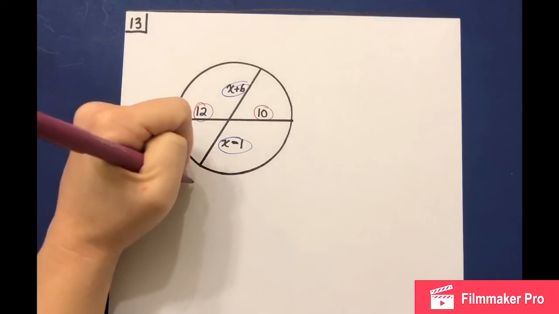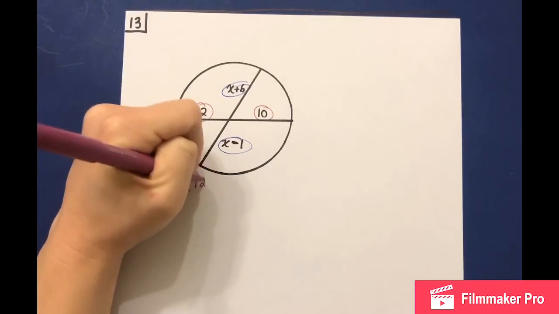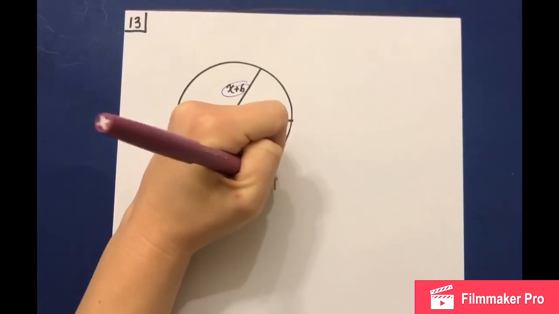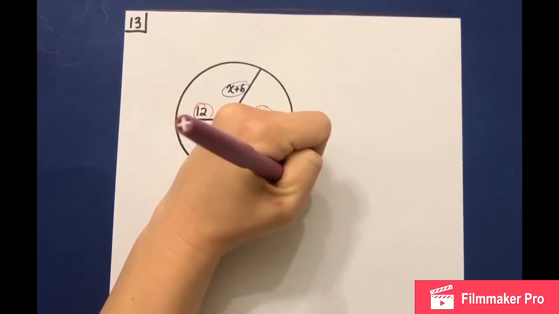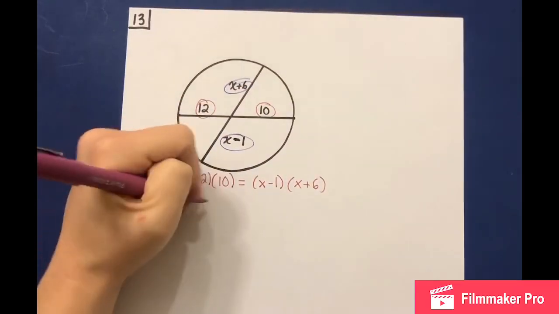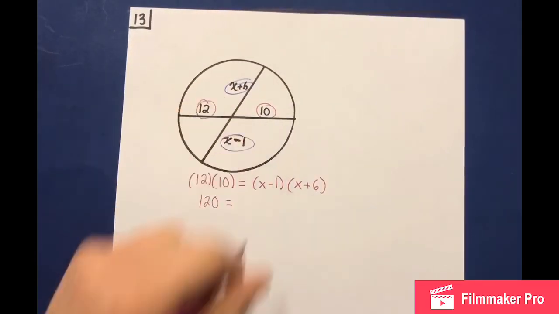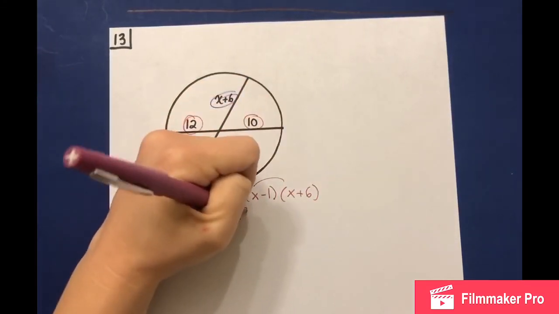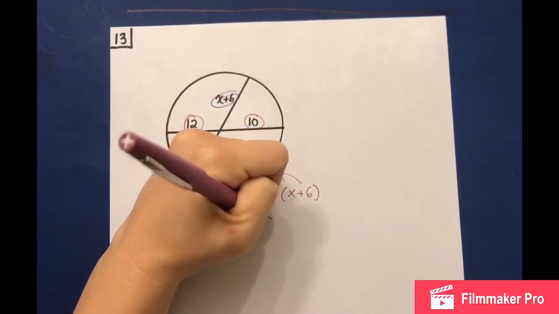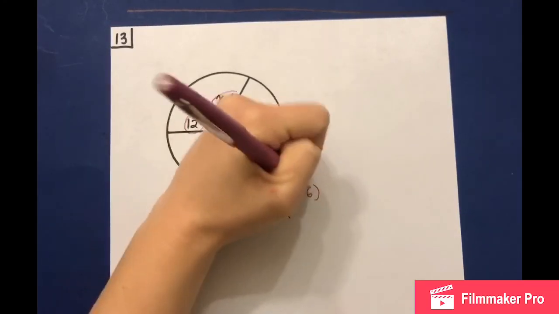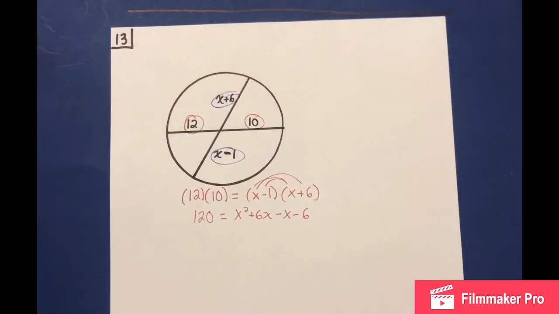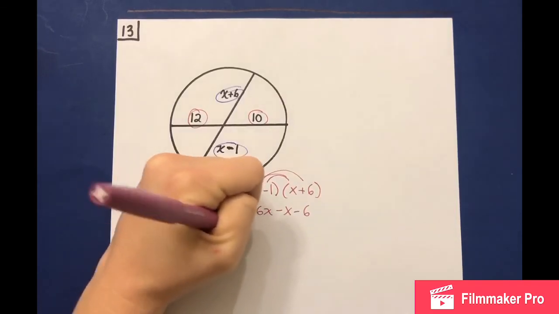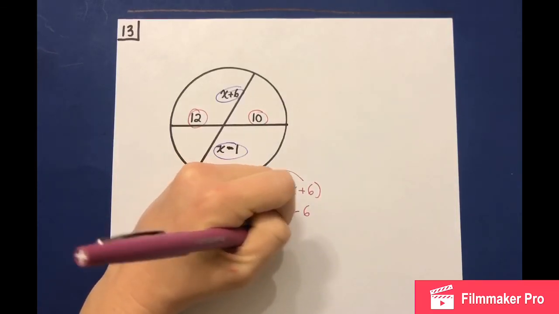Okay, so I have 12 times 10 equals x minus 1 times x plus 6. Over here I get 120 equals, do not forget you have to FOIL or double distribute. So I get x squared plus 6x minus x minus 6, okay? I'm going to combine the like terms here. I get 120 equals x squared plus 5x minus 6.